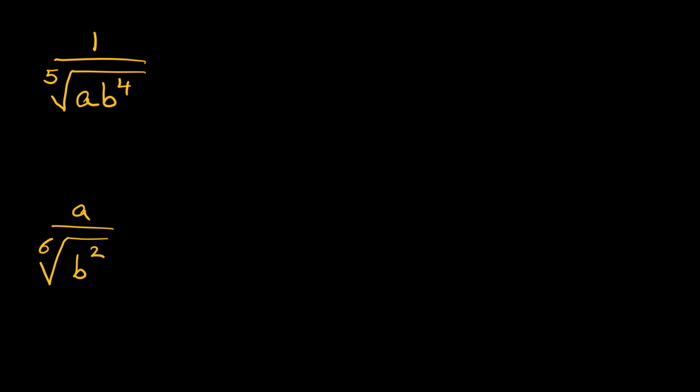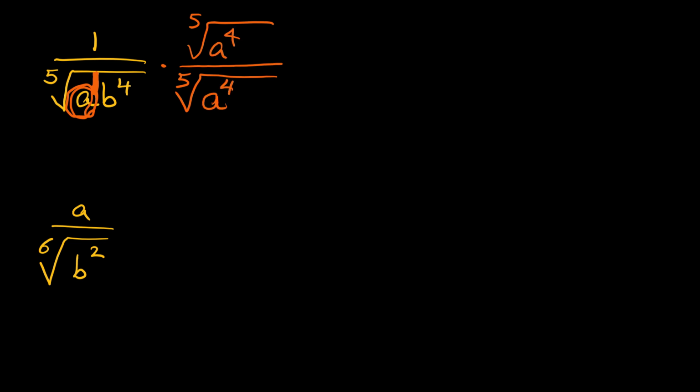Now look at these examples. 1 over the 5th root of a b to the 4. In the radical denominator, we have two variables, a and b. The power of a is 1, the power of b is 4. So it's clear that we have to multiply by the 5th root of something. But what is that expression? What expression do we have to put here? Attention, the power of a here is 1, but we need power 5 for a. The power of a already is 1. So what power do I have to put here? a to the 4, because 4 plus 1 is 5.